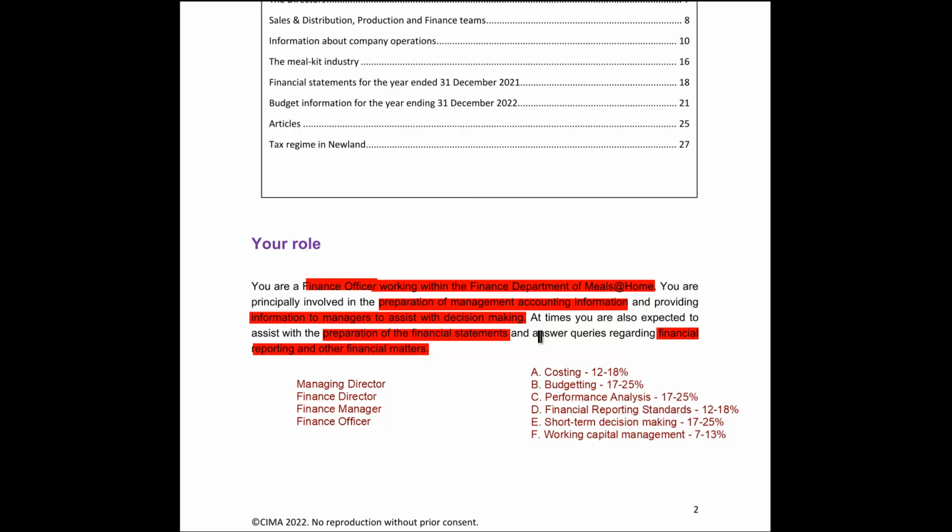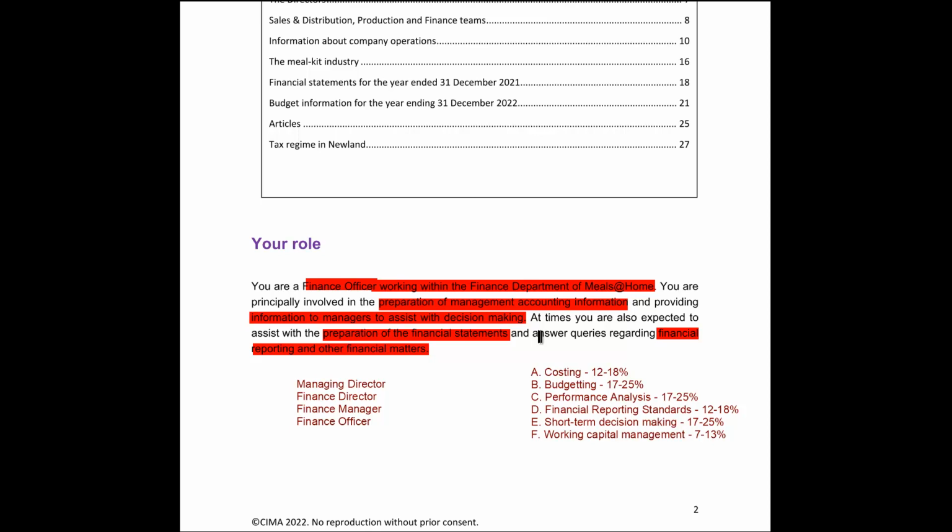Think about the kinds of questions that you could be asked that relate to these different learning outcomes, and you can also use these to help guide your studies. You can pick out the areas that are weighted a little bit heavier, so look at maybe budgeting, performance analysis, short-term decision making. These are the areas that are weighted slightly higher, so you're probably going to have slightly more of your marks that are going to be won in these areas.